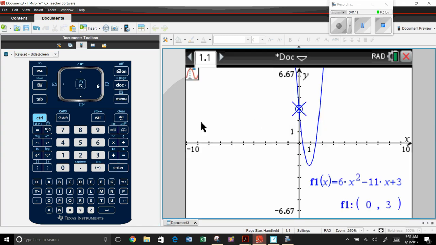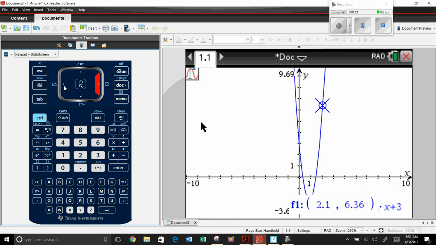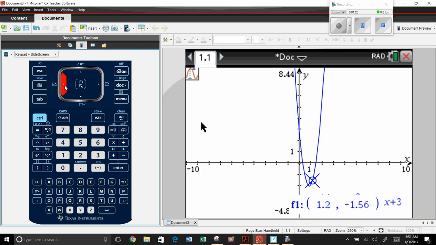I'm going to move that point along the line. Now notice when I reach a zero, it has that label right there of zero. So my first answer is 1.5. If I go to the other side, there I have the label again, zero, and that zero is at 0.333.